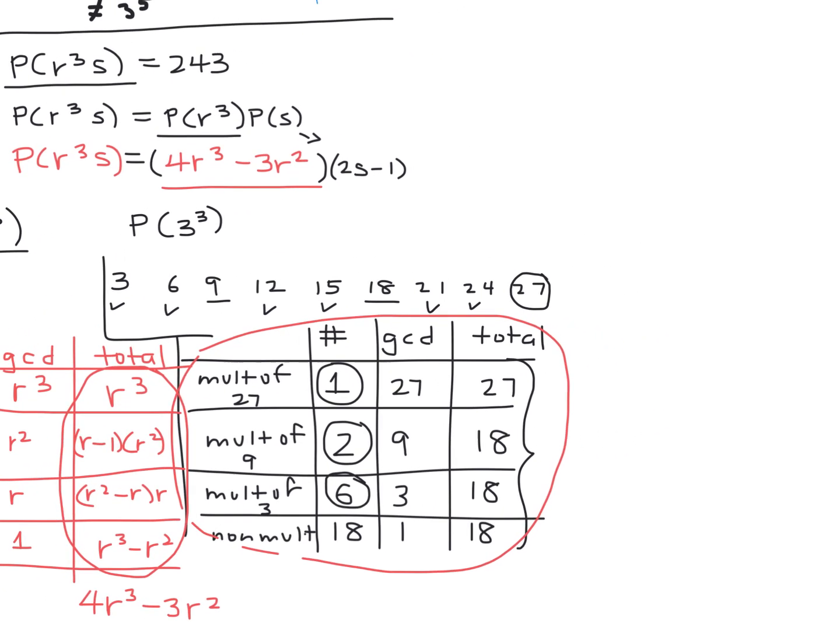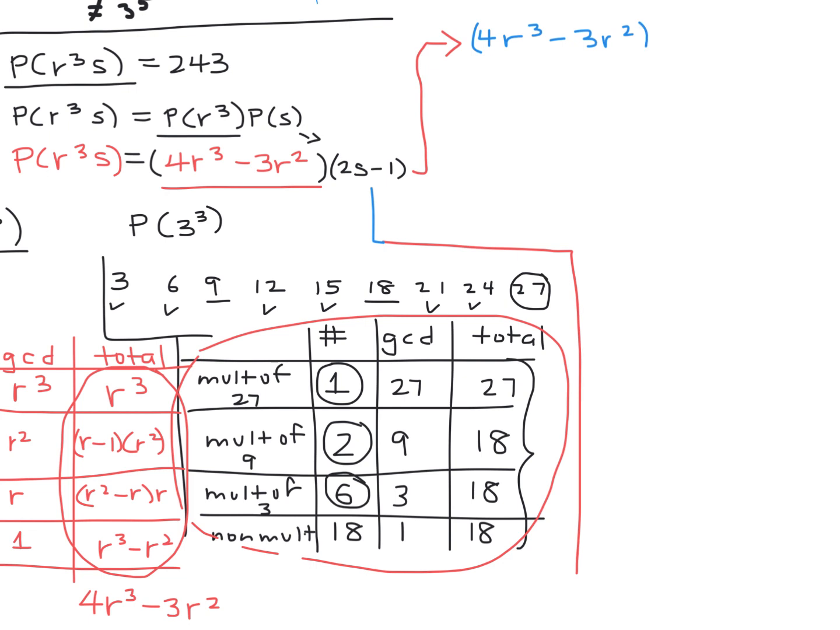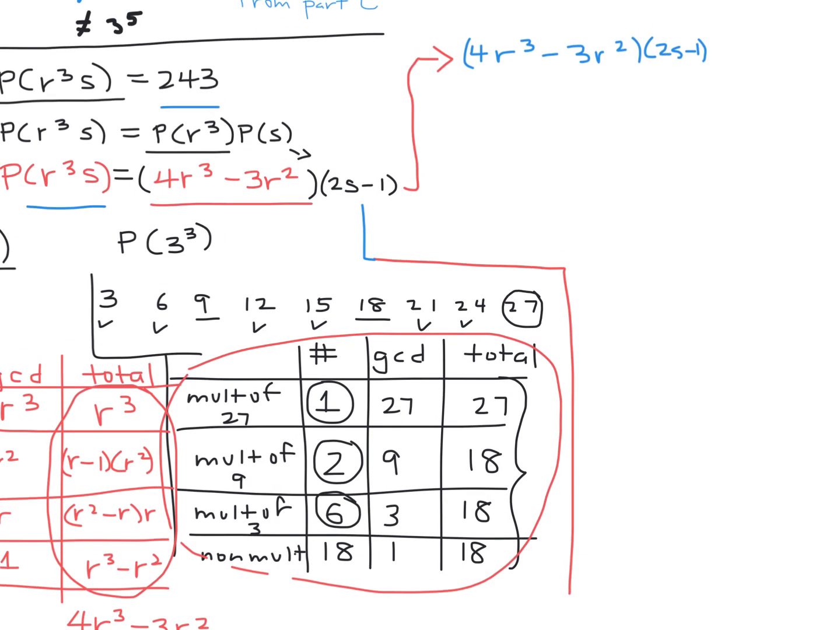Okay, so now let's use that formula. What do we do now? What are we trying to figure out here again? Oh yeah, possible values. This shouldn't be too bad now. Basically, what that means is we have a situation where 4R cubed minus 3R squared times this 2S minus 1 is equal to 243.